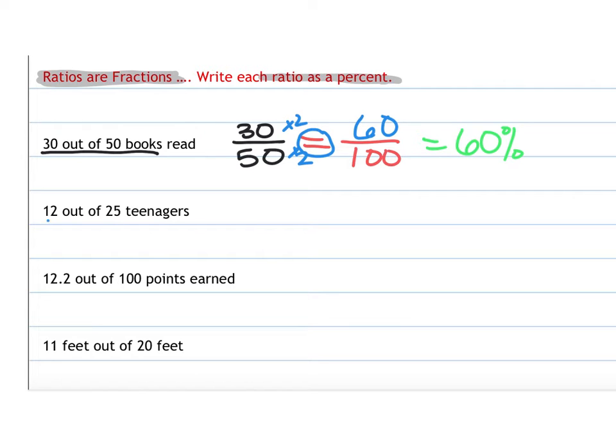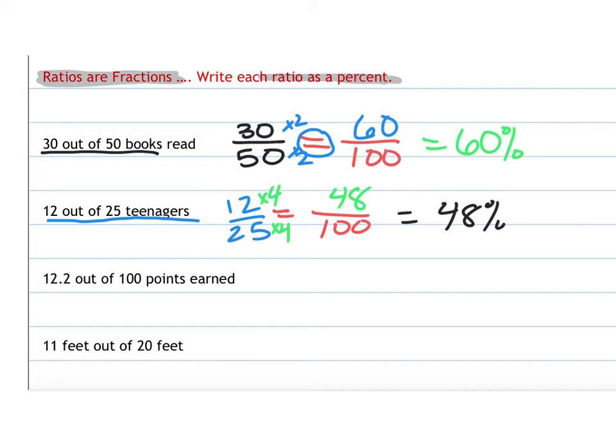For the next one, we have 12 out of 25 teenagers. So 12 compared to 25. We want to get that to be per 100. We know that 100 is a multiple of 25. It's the fourth multiple, so we multiply by 4. 4 times 12 is 48. So we have 48 per 100, meaning that 12 out of 25 teenagers is the same as 48 out of 100 teenagers, which means that is 48% of the total.